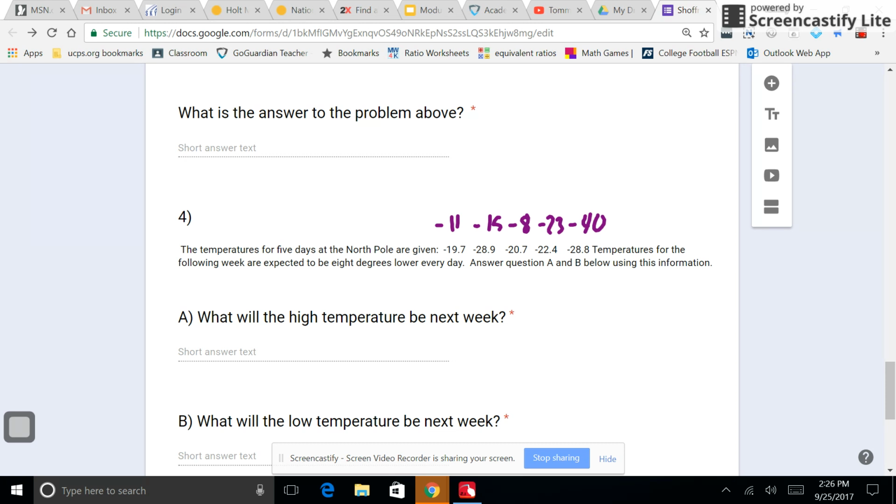So it wants to know what the high temperature will be next week if it is 8 degrees lower than the high temperature. Well, the high temperature for this week is negative 8 because it's the closest to 0. So the high temperature is negative 8, and it's going to drop 8 degrees. So I got to take 8 degrees from it. So I'm going to add a line, change the sign. So 8 and 8 would be negative 16. So the high temperature next week would be negative 16 because it's going to be colder than it was this week.